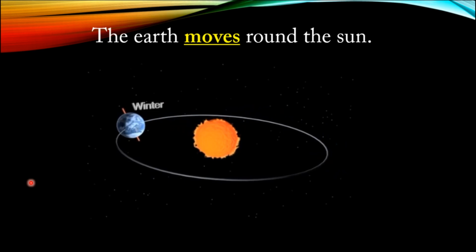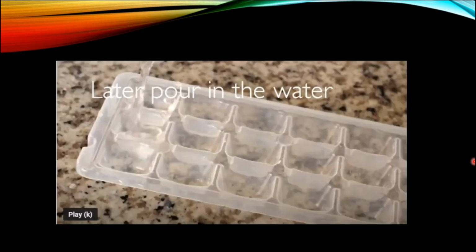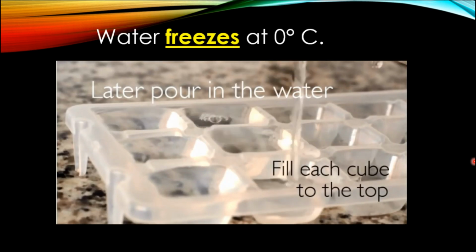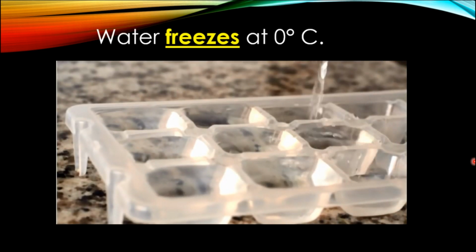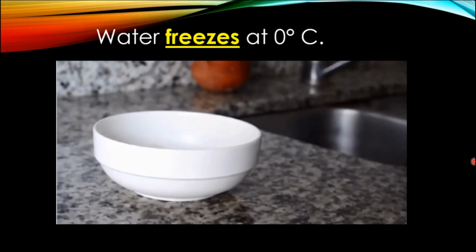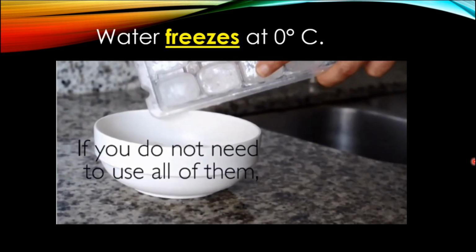Let's check another example. Here I want to explain this sentence with the help of the structure. The earth, third person singular, is followed by the present verb, which is added by es. The earth moves around the sun. Let us check another example. Water freezes at 0 degrees centigrade. Look here. Is it a general truth or not? Yes, absolutely it's a general truth, because water always freezes at 0 degrees centigrade.